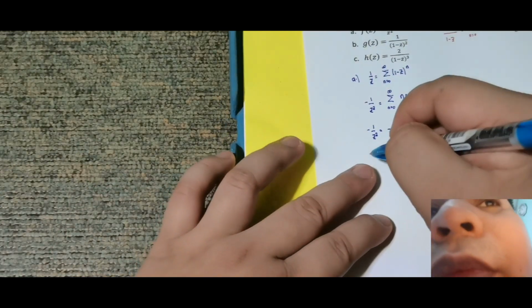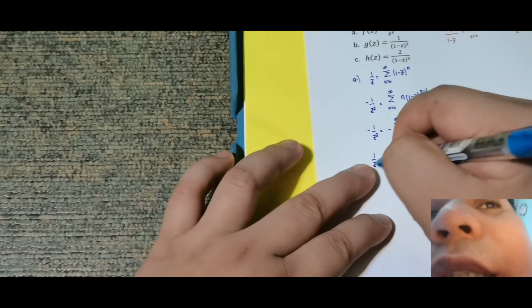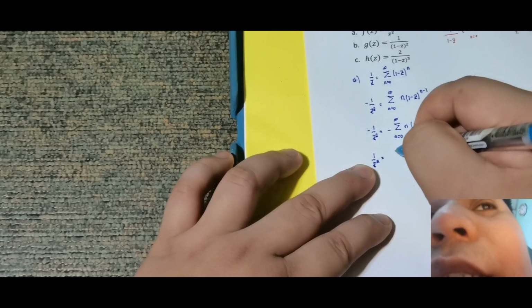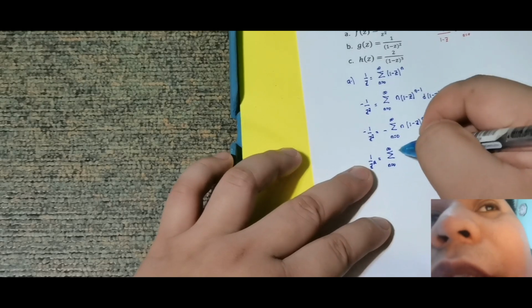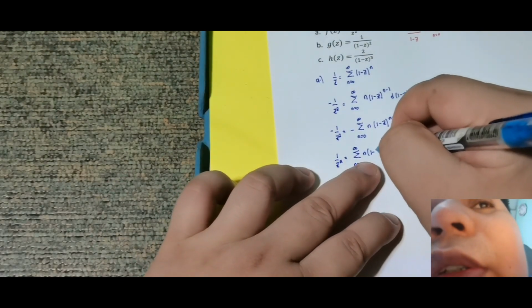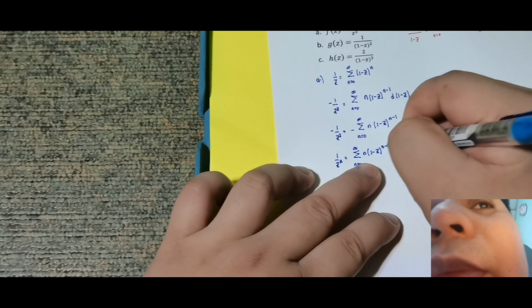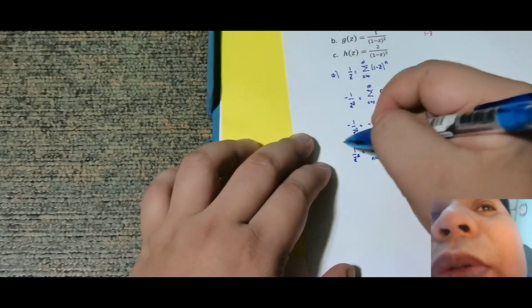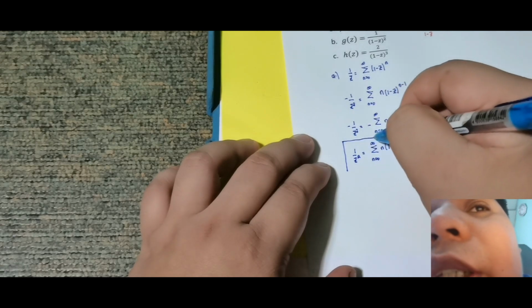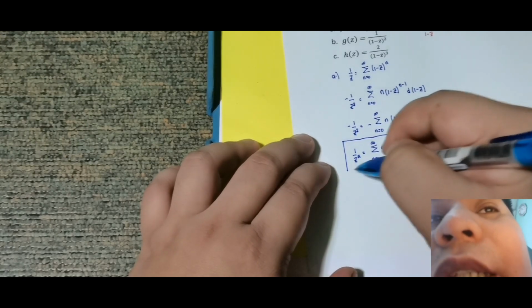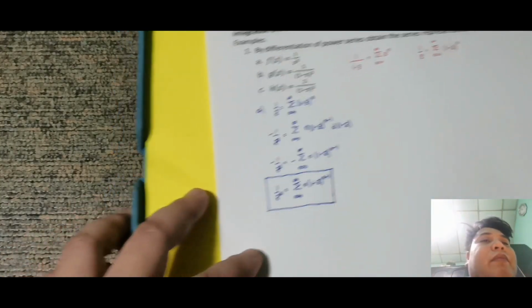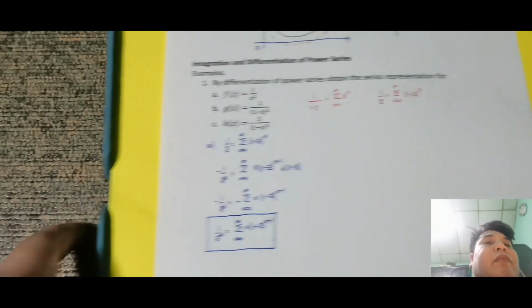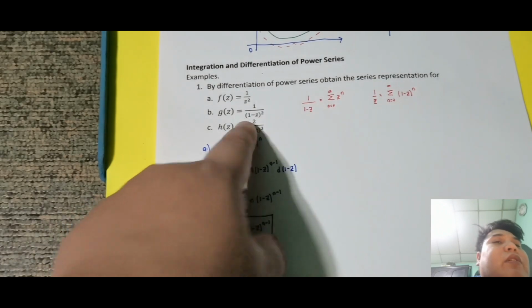So therefore, yung 1 over z squared natin is just simply equal sa summation for n is equal to 0 up to infinity ng n times 1 minus z raised to n minus 1. Okay, so therefore ito yung kanyang power series representation, o yung kanyang compact form nung f of z natin. So nakuha ko siya.